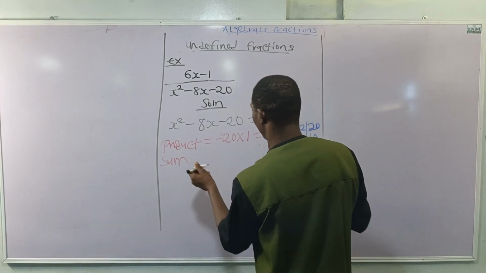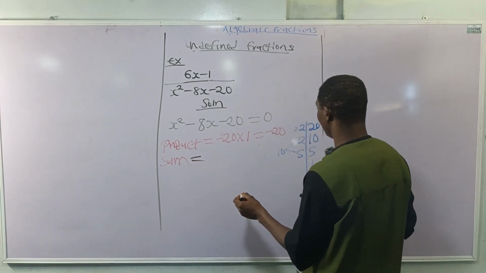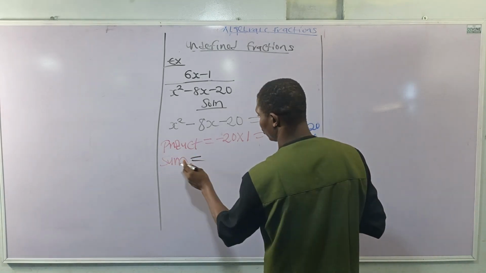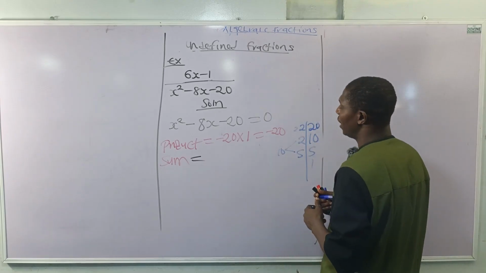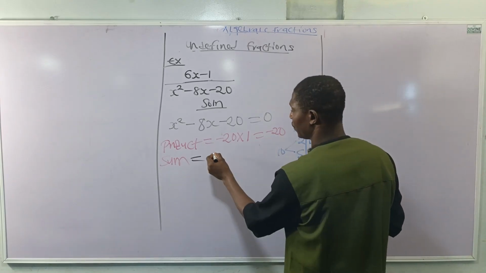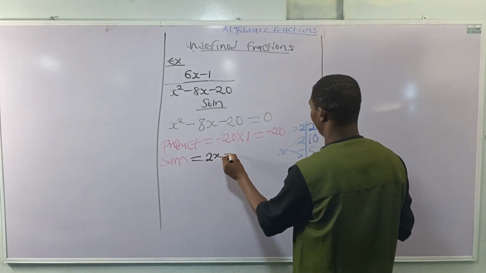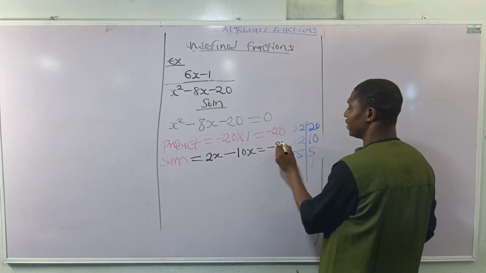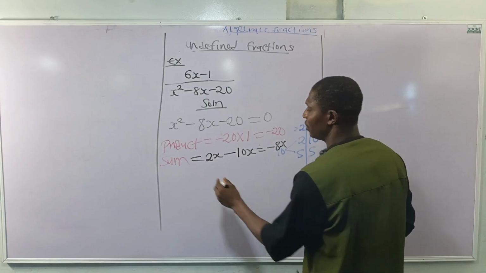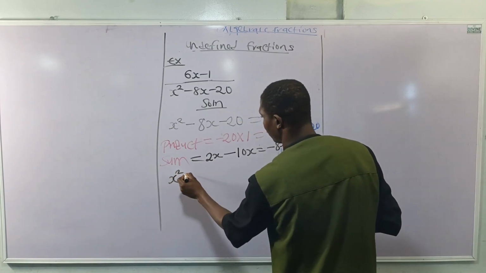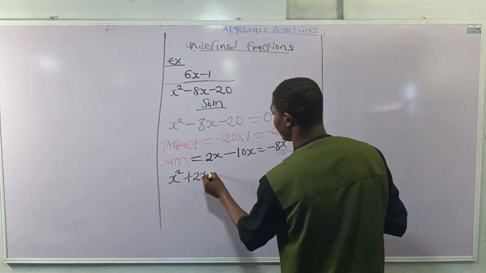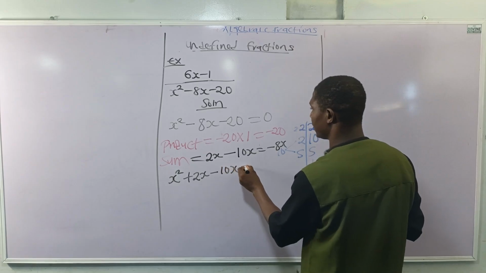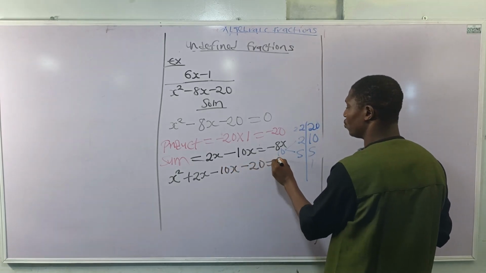And if I do that, I'll have my sum to be... our second product to be 2 and 10. And our sum can be 2x minus 10x, which is equal to negative 8x. So I have x squared plus 2x minus 10x minus 20 equal to 0.